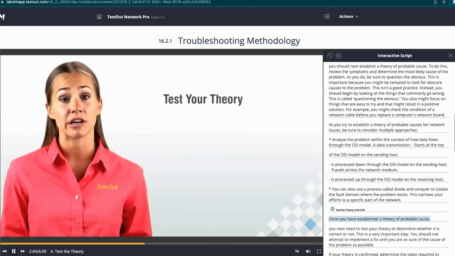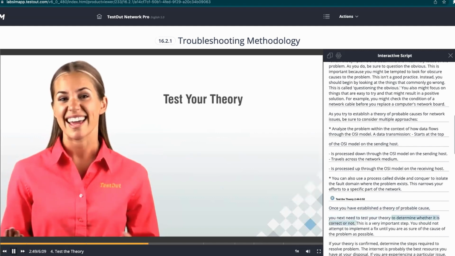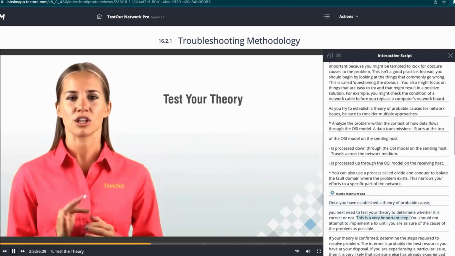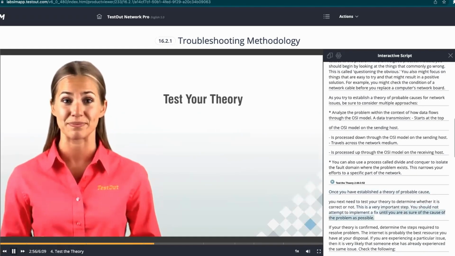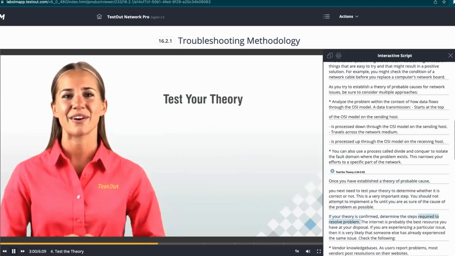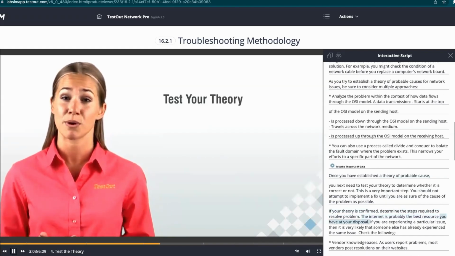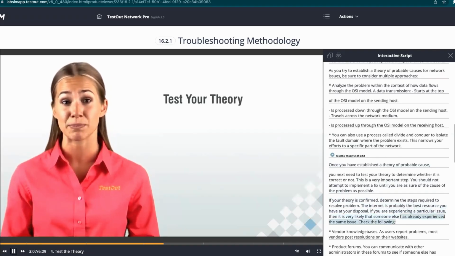Once you've established a theory of probable cause, you next need to test your theory to determine whether it's correct or not. This is a very important step. You should not attempt to implement a fix until you are as sure of the cause of the problem as possible. If your theory is confirmed, determine the steps required to resolve the problem. The internet is probably the best resource you have at your disposal. If you're experiencing a particular issue, then it's very likely that someone else has already experienced the same issue.